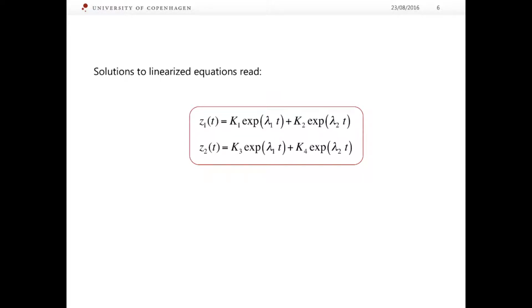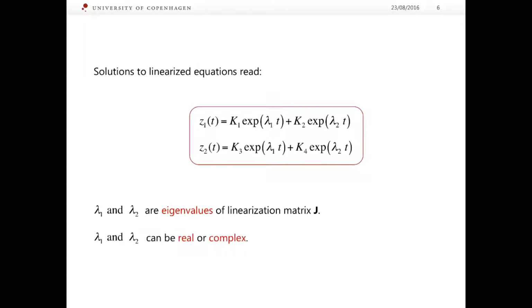Namely, both z1 and z2 appear to be combinations of some exponents. The numbers lambda 1 and lambda 2 in the exponents represent the eigenvalues of linearization matrix J. Now, lambda 1 and lambda 2 can be real, but they could also be complex. More precisely, they could be complex conjugate.